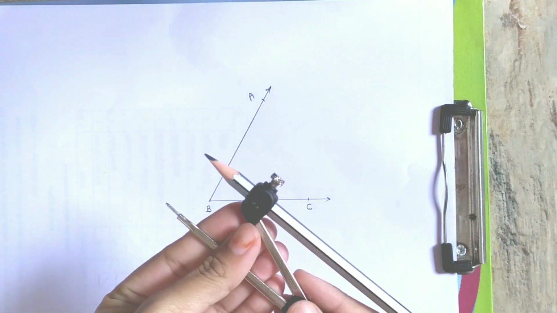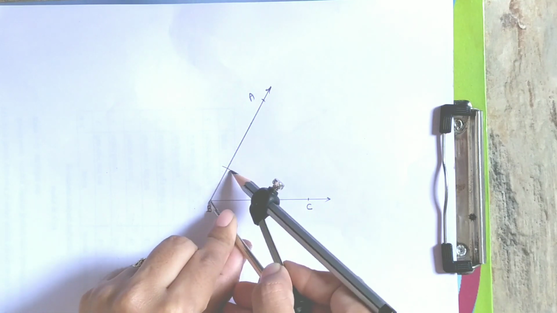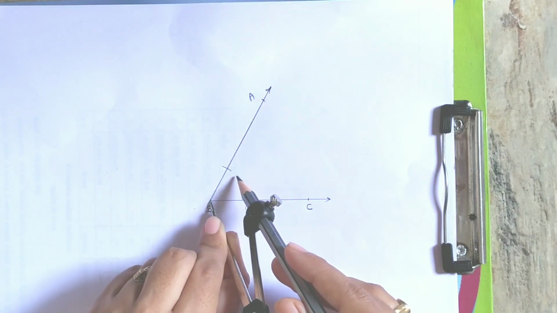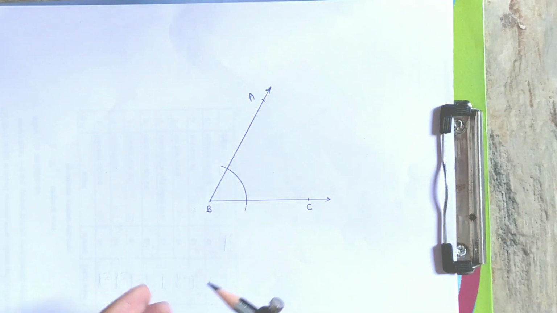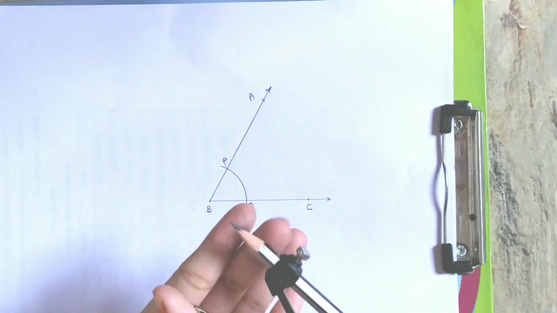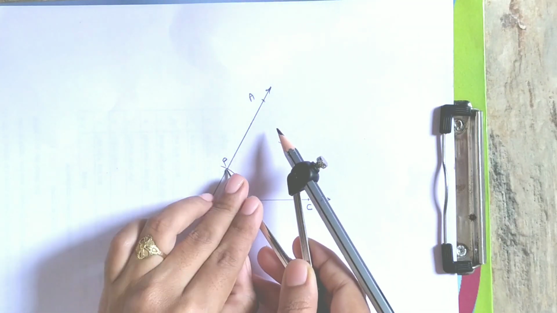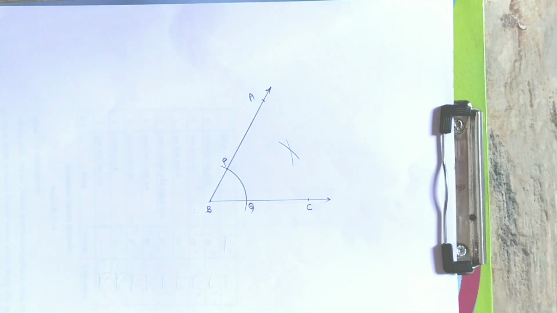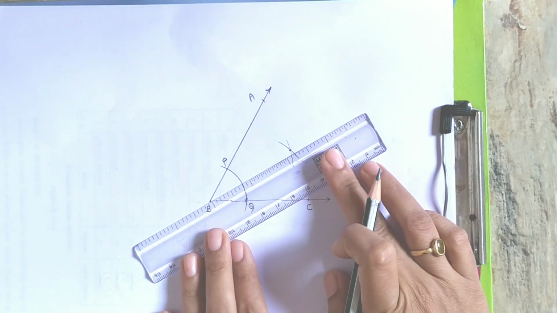Place the point of a compass on point B, and with a convenient distance draw an arc to cut ray BA and BC, like this or in this way. Name the intersections as P and Q respectively. Place the compass at point Q and taking a convenient distance, draw an arc inside the angle. Using the same distance, draw another arc inside the angle from another point to cut the previous arc.